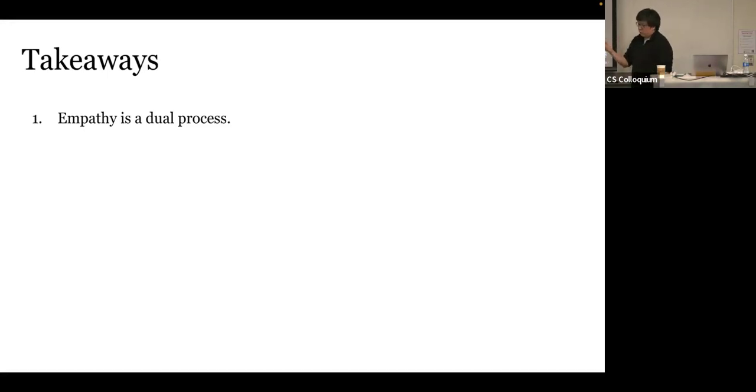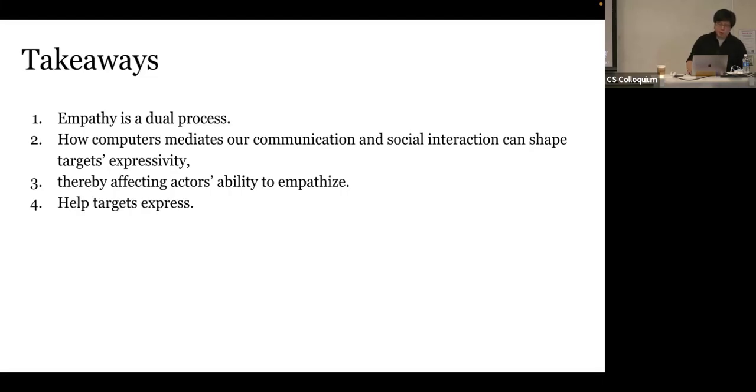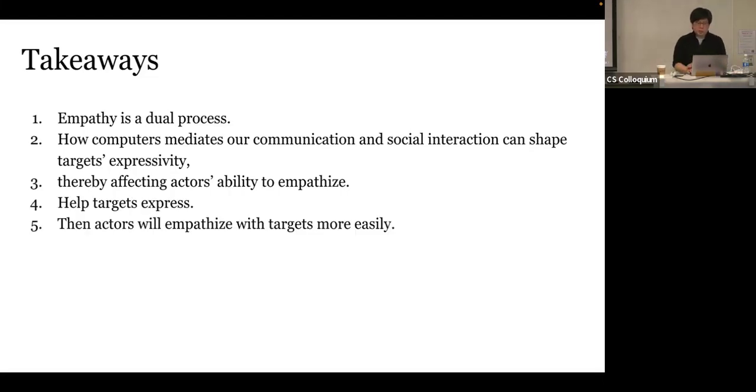So I'm going to give you some takeaways. I think it is a dual process, the message that I'm trying to convey. There's actor and target, and what I've been doing is focusing on target: how computers mediate our communication and social interaction and shape target expressivity, thereby affecting actors' ability. So targets have something to express, and then actors will empathize with the target.